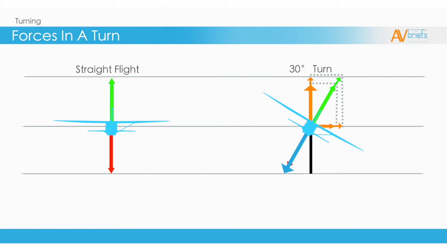This centripetal force creates a greater load factor. A load factor is the ratio between the lift and the weight of an aircraft. So when lift is increased in the turn, the weight is increased. This puts extra stresses on the airframe and the pilot. The engineers will take that into account when designing an airplane.